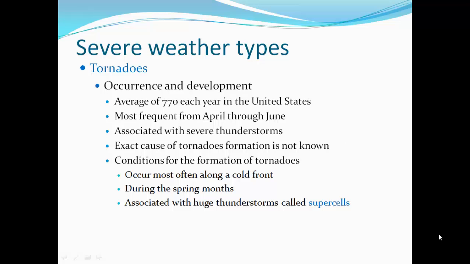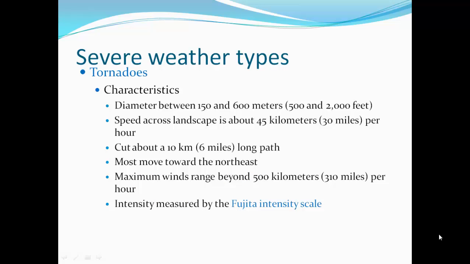Okay, there's an average of 770 each year in the United States, most frequent from April to June. They're associated with severe thunderstorms, though what causes tornado formation is not known. Conditions for the formation of tornadoes, though, occur mostly along the cold front during spring months, associated with huge thunderstorms called supercells.